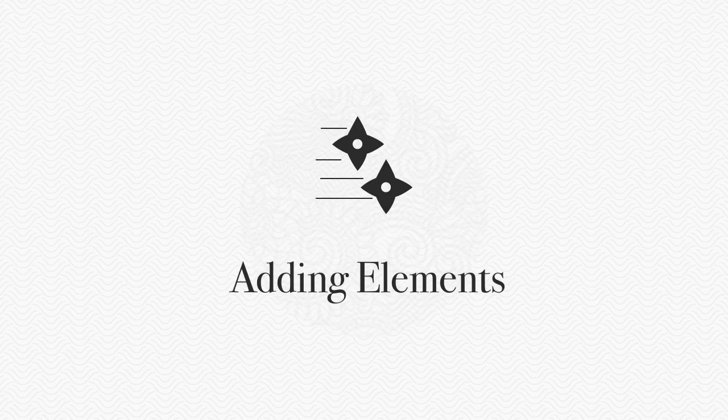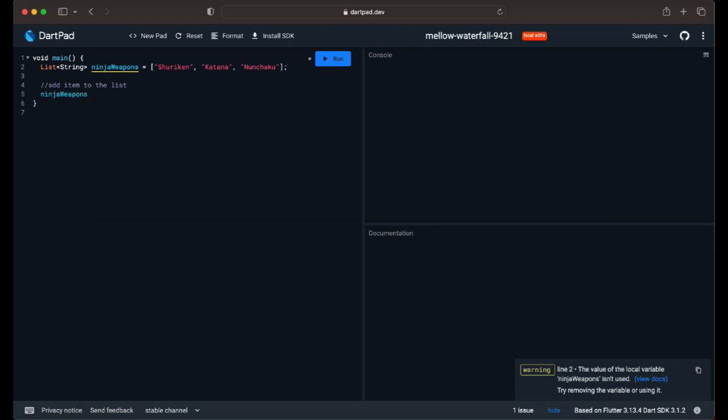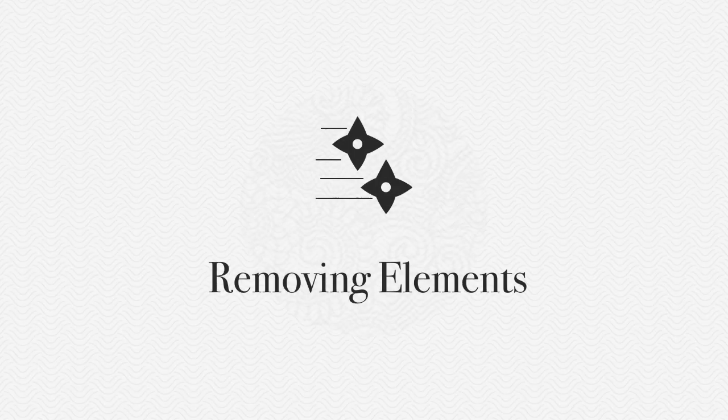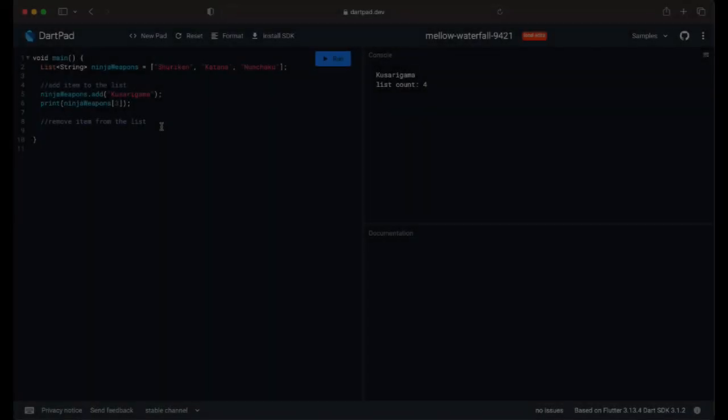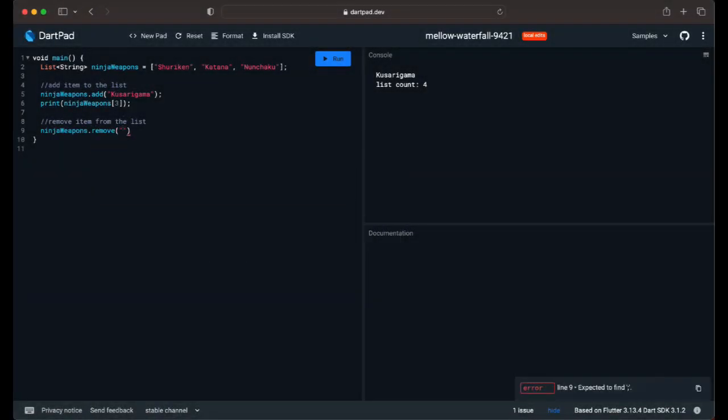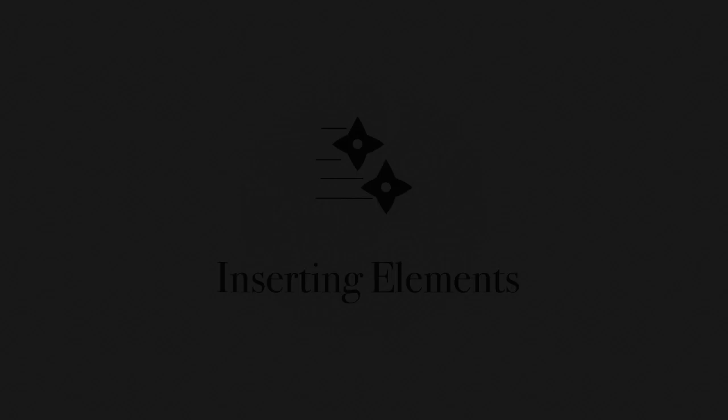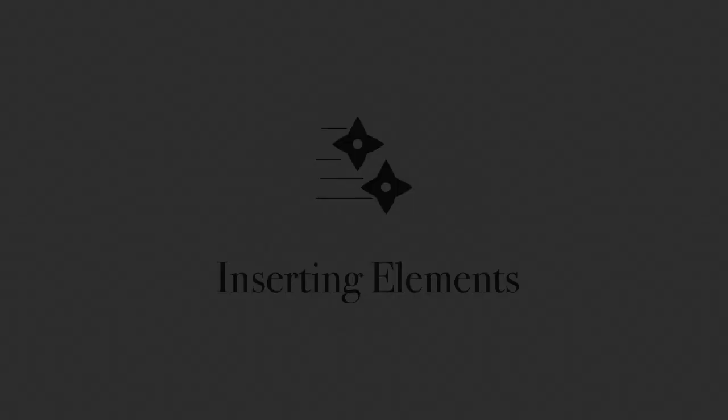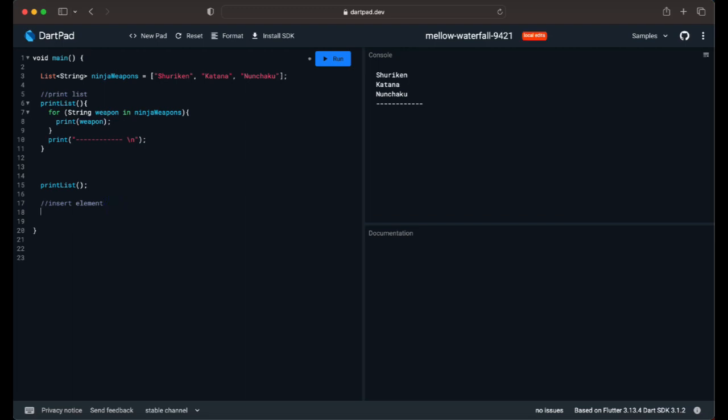Next, we can add elements to our list. To add an item, you can use the add method like so. Next, how to remove an element. To remove an item by value, you use the remove method. So how about inserting an element? You can insert an item at a specific index using the insert method, like so.